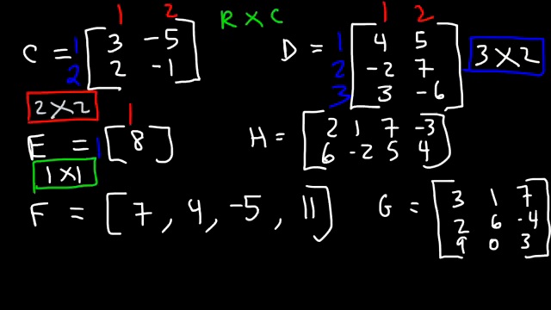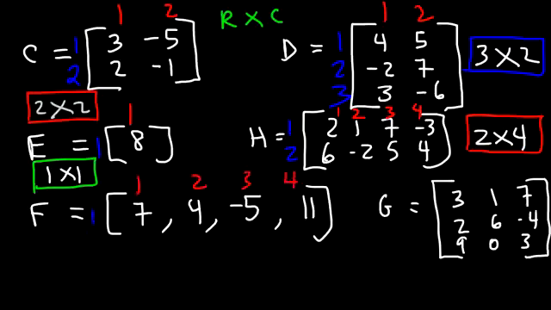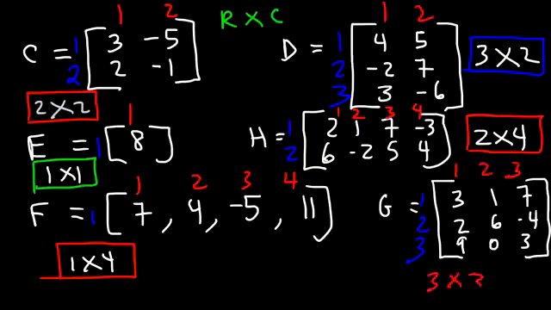Now for H, there are 2 rows and there's 4 columns. So this is a 2 by 4 matrix. And then for F, we have 1 row and there's 4 columns. So that's a 1 by 4 matrix. And finally, the last one, G, that's another square matrix. As we can see, there's 3 rows and it has 3 columns. So that's a 3 by 3 matrix.